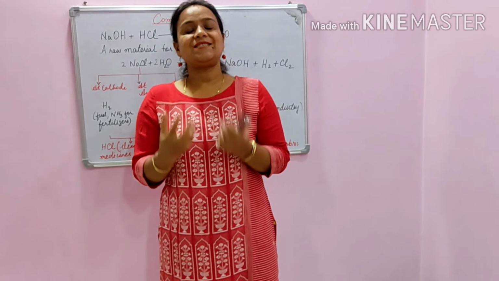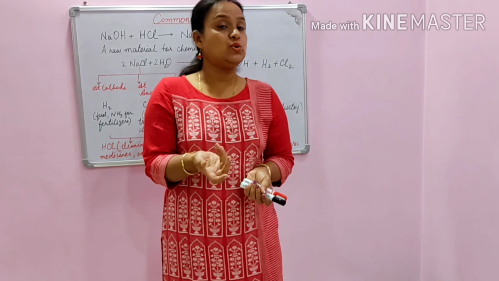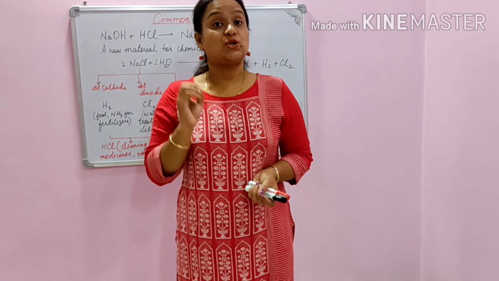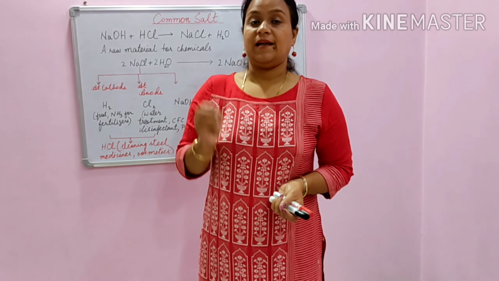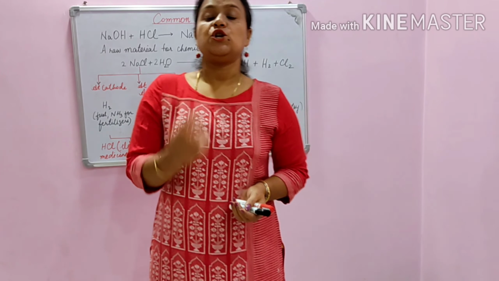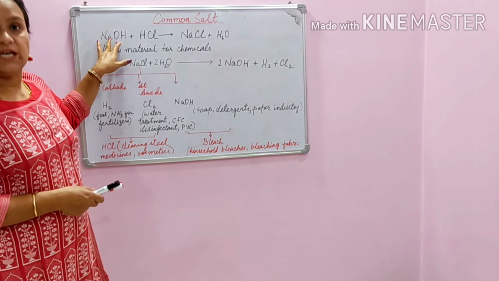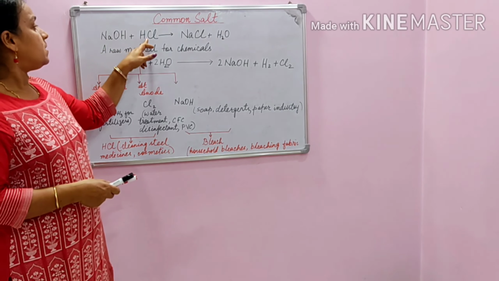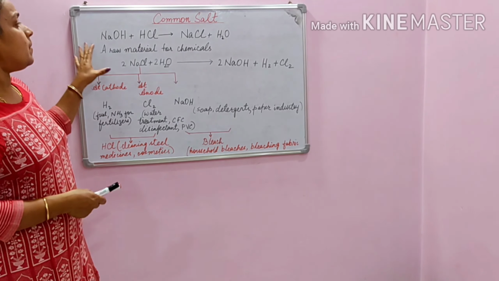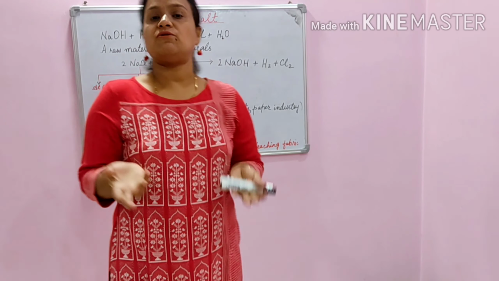So let us discuss common salt, that is the salt that we use for edible purposes and which is commonly called sodium chloride, and it is a neutral salt. It is formed by neutralization of sodium hydroxide, a strong base, with hydrochloric acid, a strong acid. This common salt which we use for edible purposes is found in nature also.